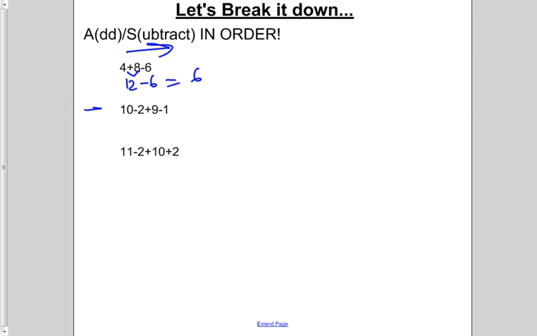All right, let's add and subtract in order. This time I see subtraction first. So 10 minus 2 is 8. Let's rewrite the problem. Plus 9 minus 1. Then I have 8 plus 9 is 17, minus 1, and 17 minus 1 equals 16.